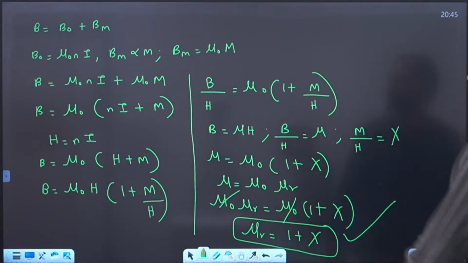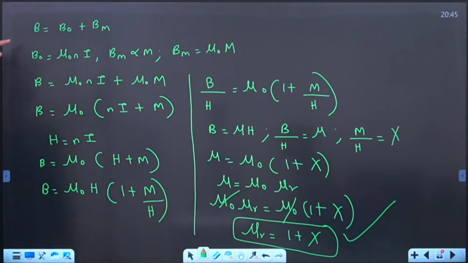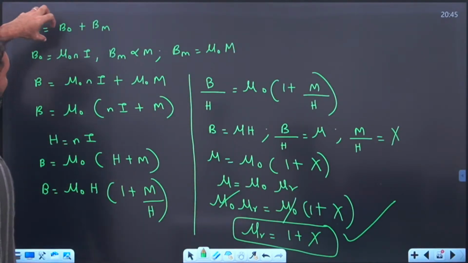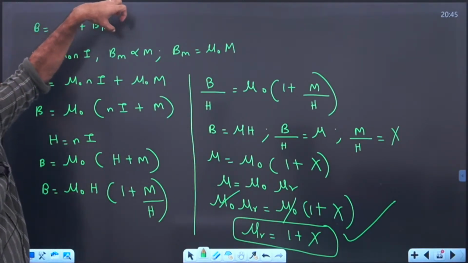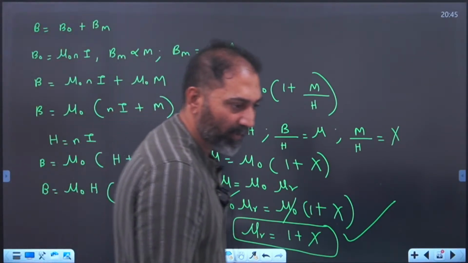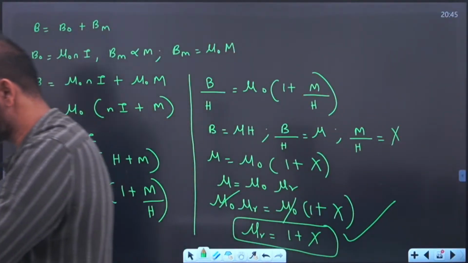I hope you understood the relation B equal to B0 plus Bm. The total magnetic field inside the solenoid is due to magnetic field due to air, then magnetic field due to the material of the core. Mug up by heart.